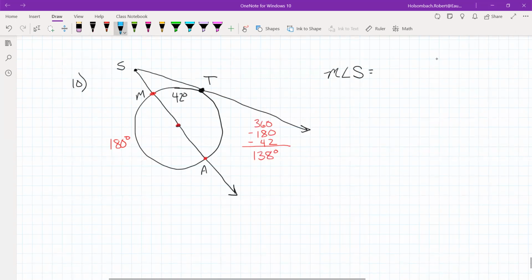So we got it again. We got this angle outside is equal to half of the big arc minus the little arc. So S equals 1/2 of big arc, which is 138, minus little arc, which is 42.